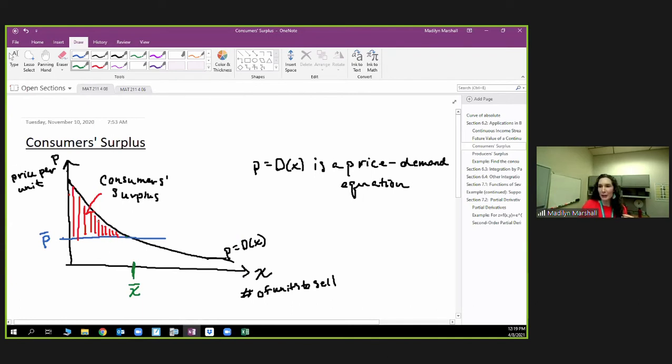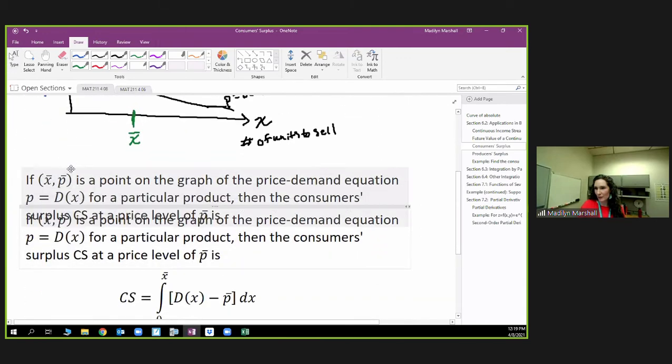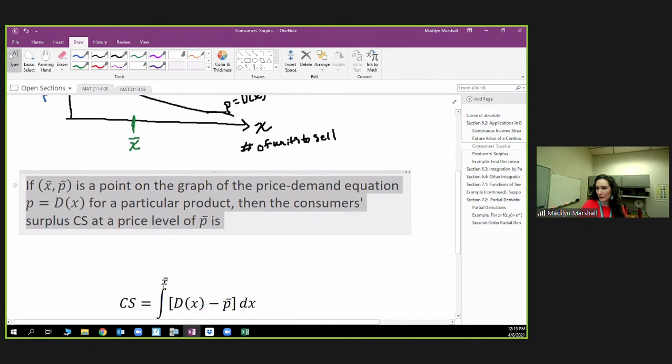So our integral, I'm going to reveal the integral now. Oops.